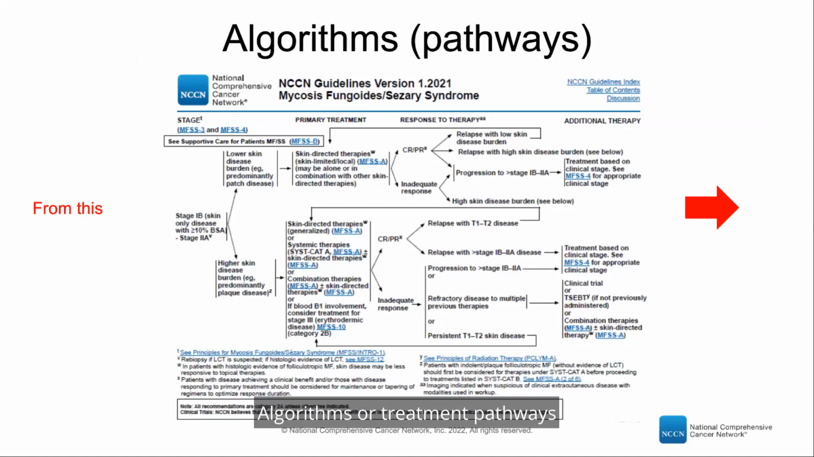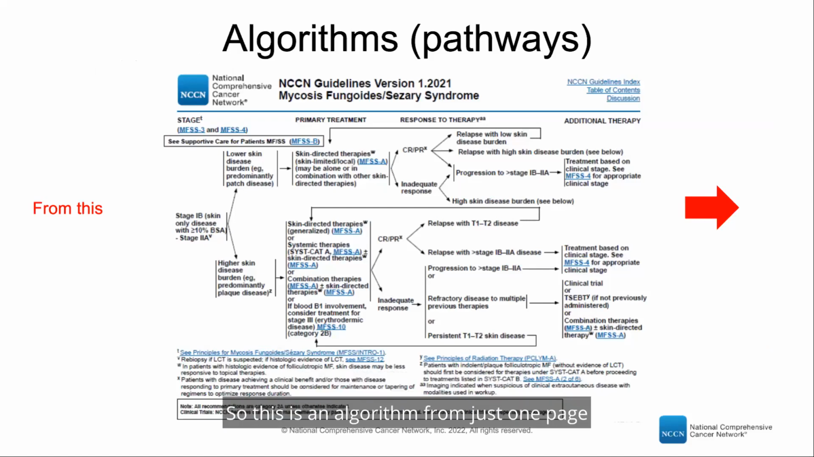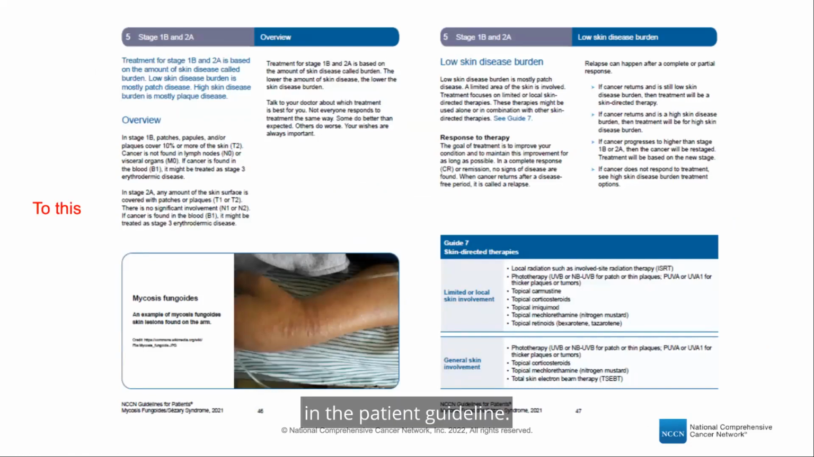Algorithms or treatment pathways in the clinical practice guideline look like this. So this is an algorithm from just one page of the mycosis fungoides Sézary syndrome clinical practice guideline. So here you have it. How do you translate this information into a patient-friendly book so that this same information looks like this in the patient guideline?